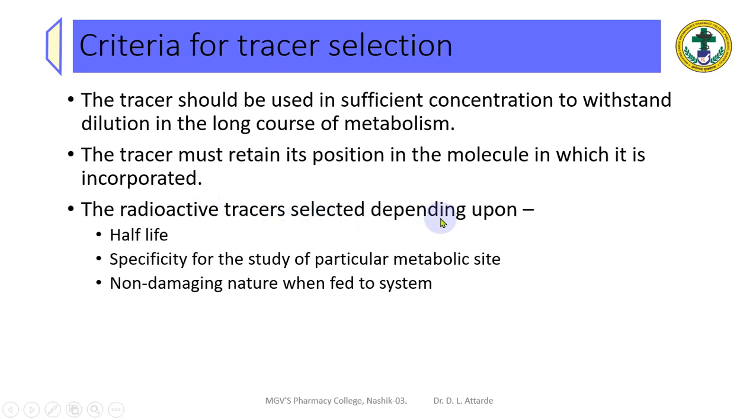Radioactive tracers are selected depending upon half-life. Just now we have seen the example of carbon. Carbon 10 and carbon 11 isotopes are not selected because their half-life is very, very tiny. Specificity for the study of a particular metabolite site and non-damaging nature when fed to the system are important for tracer selection.